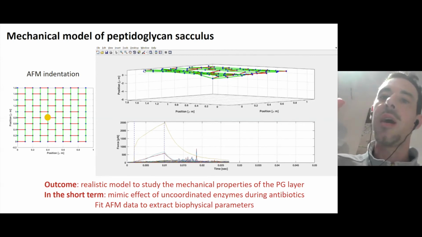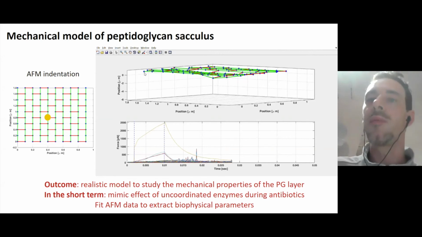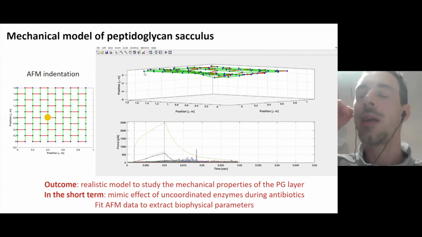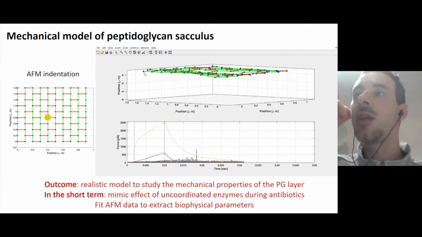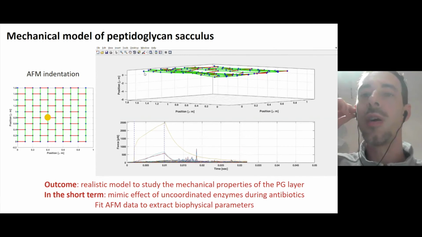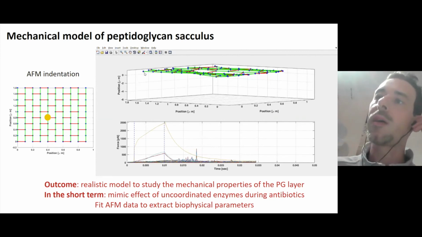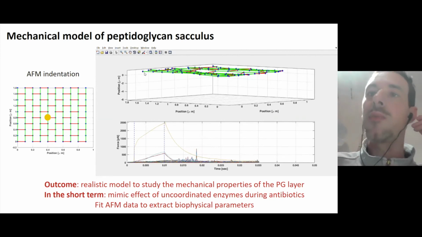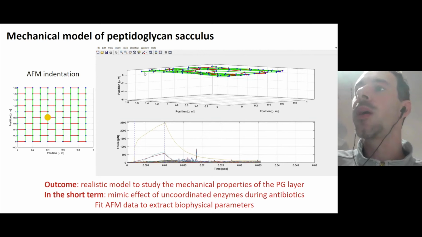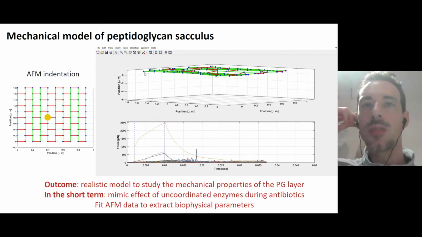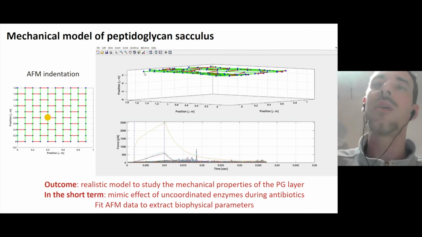The first one is understanding the effect of antibiotics. For example, in this case, there are uncoordinated enzymes that are chopping peptide linkers, so they are undermining the stability of the sacculus. The other case is, as you have seen in this very simple simulation, to understand the action of the AFM tip on a not continuous but very discrete sheet of PG layer. That was actually everything for this preliminary part of the model. And with this, I will give the word to Abby, who will conclude and give a summary.